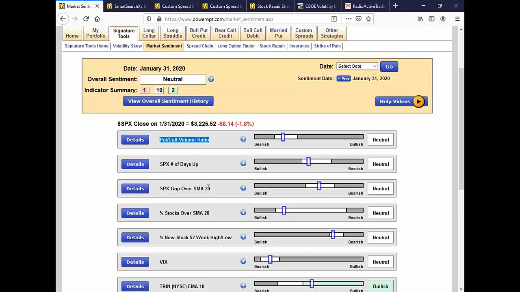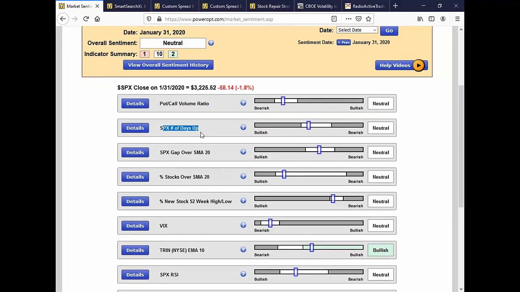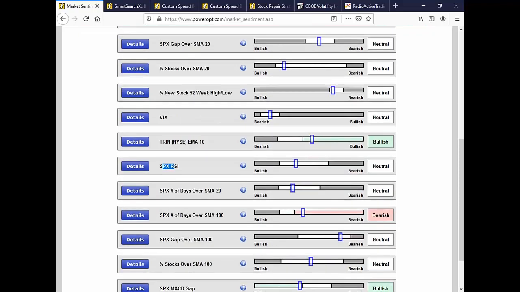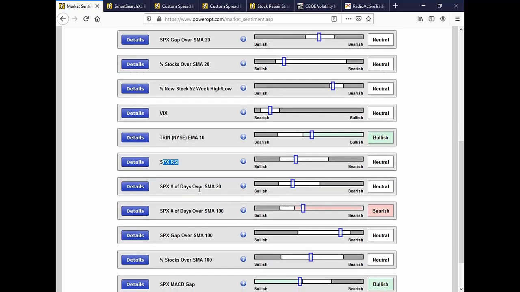Put-call volume ratio across the entire market. Number of days the SPX has been up. Gaps over the 20-day moving average. The percentage of stocks above their SMA 20. Stocks hitting new 52-week highs or lows. VIX, the TRIN, RSI, Relative Strength Index of SPX, and more.